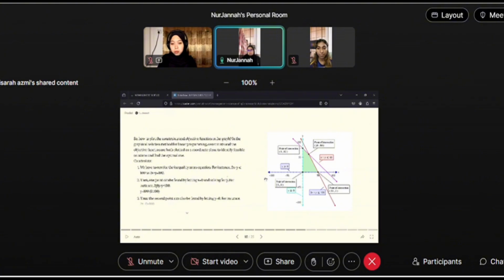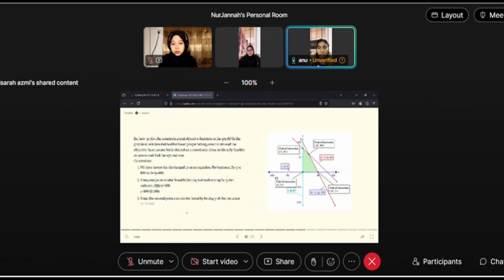Next, to identify the optimal solution. The optimal solution Z is usually found at a vertex of the feasible region where the objective function line is either maximized or minimized within that region. This is the point where Z achieves its highest or lowest value depending on the goal.